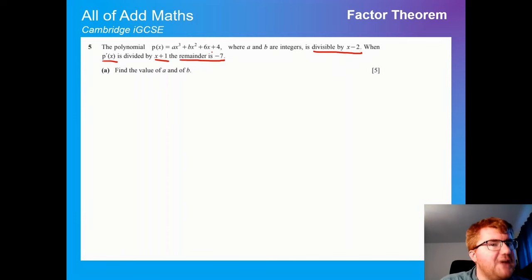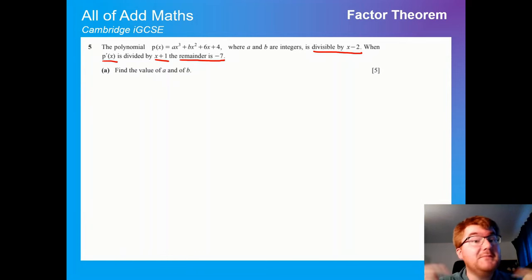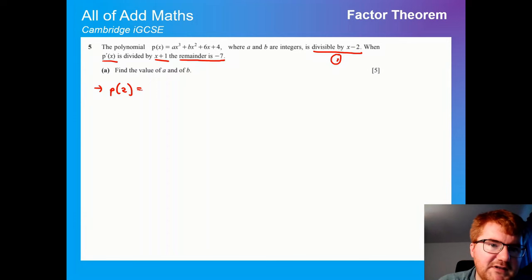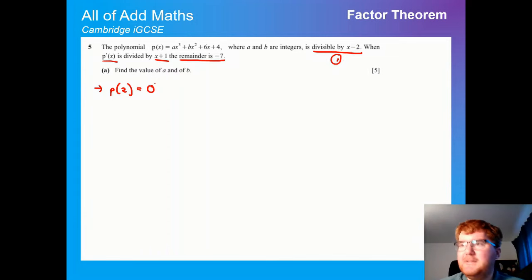Now, before I even start this kind of question, notice I've got 2 pieces of information, the divisibility here and the remainder given here. And I want to find 2 values. So I already know in my head that it's going to be a simultaneous equation that comes out of what we're going to do. So keep that in mind as we work through. Right, let's look at the first point here, which is divisible by x minus 2. So if a polynomial is divisible by x minus 2, that means that p of 2, so you switch the sign from minus 2 to plus 2, must be equal to 0, i.e. there's no remainder. So let's work this out.